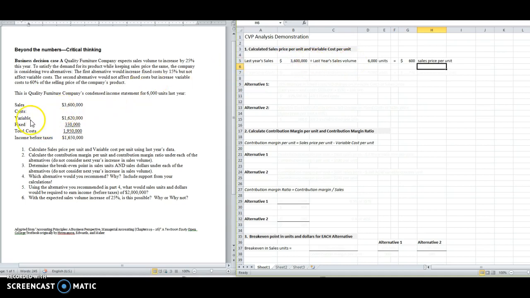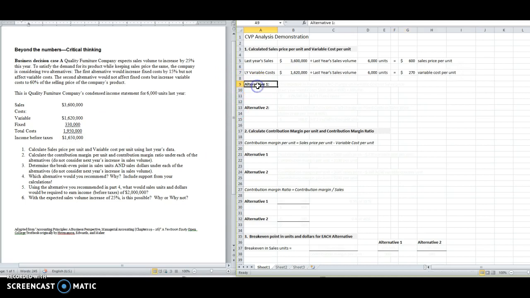We're going to do the same thing for variable costs. Last year's variable costs were $1,620,000. We're going to divide that by last year's sales volume, which was 6,000 units, and we're going to get a variable cost per unit. We are not going to do this for fixed costs. Why not? Because fixed cost doesn't vary per unit. It remains the same regardless of the number of units that we have.